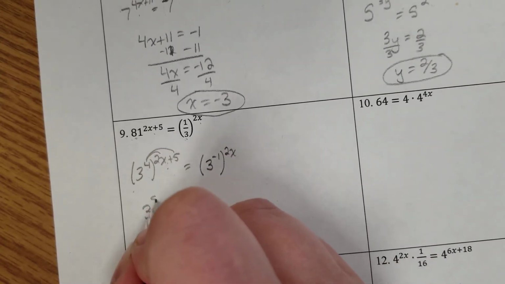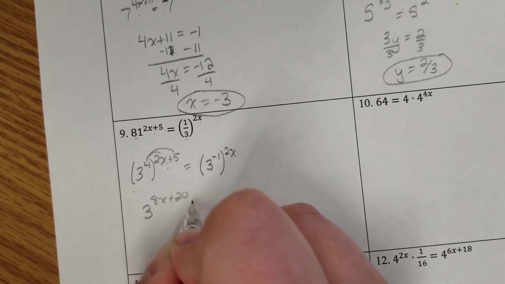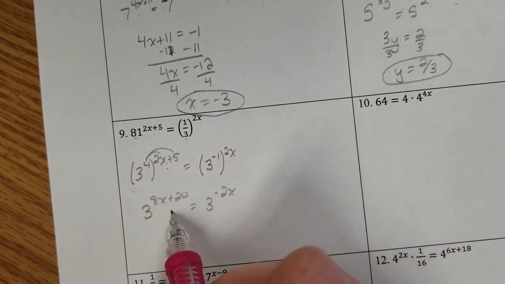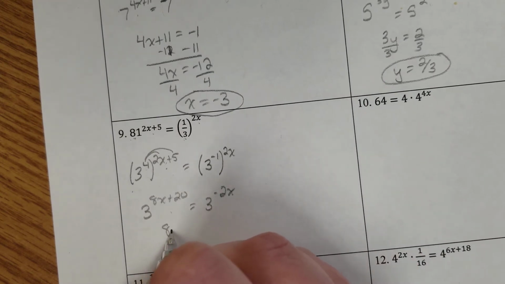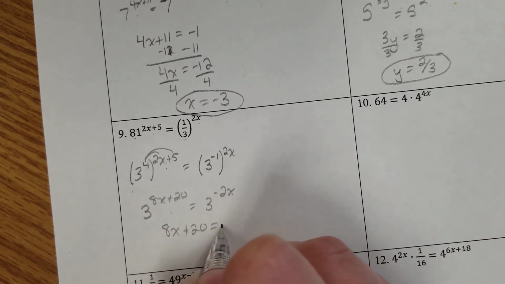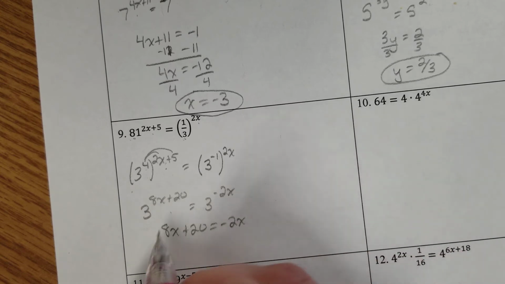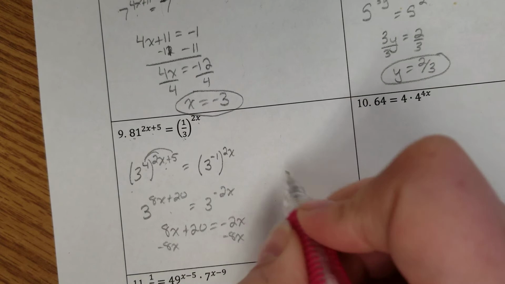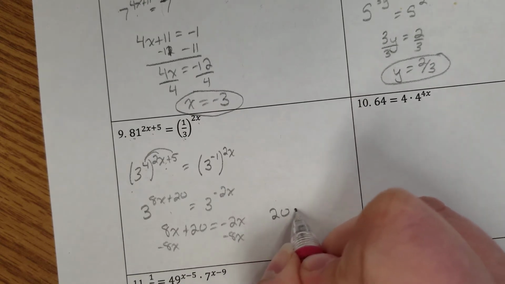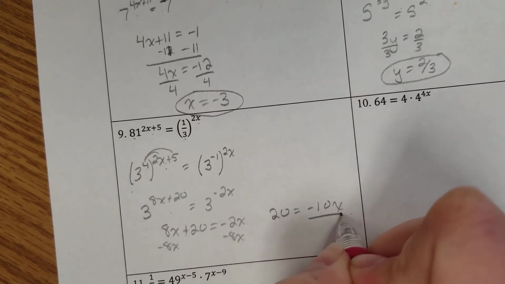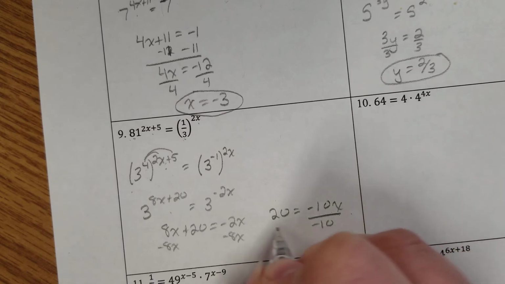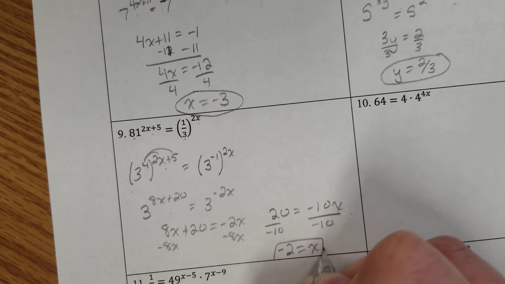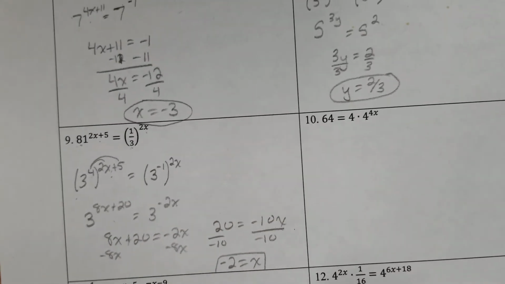So we have 3 to the 8x plus 20 equals 3 to the negative 2x, and then we can set them equal and solve. So we have 8x plus 20 equals negative 2x, and then we just subtract 8x from both sides, so that we have 20 equals negative 10x, and divide by negative 10. So we have negative 2 equals x. That is the answer for that one.